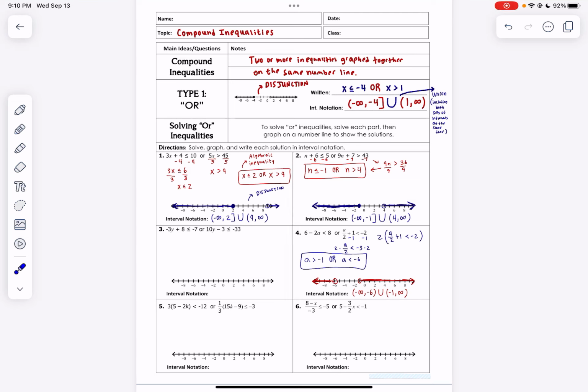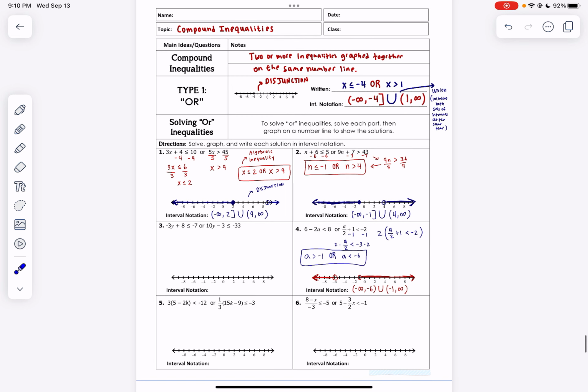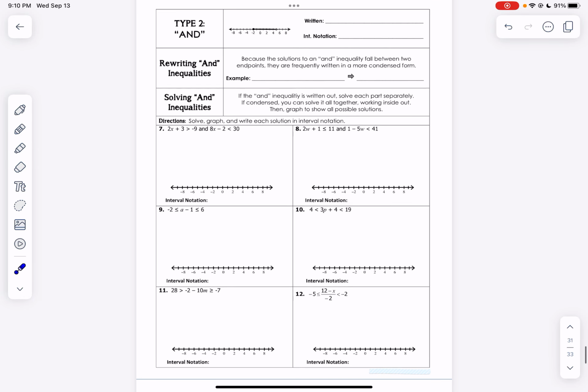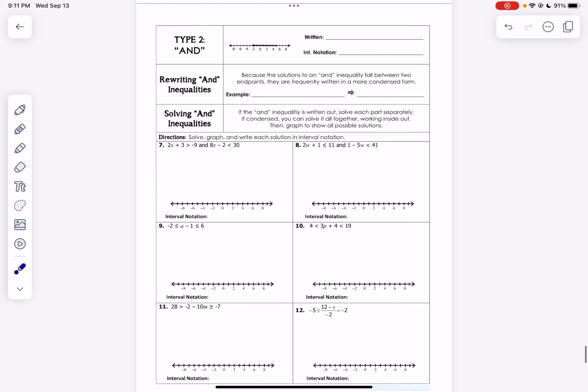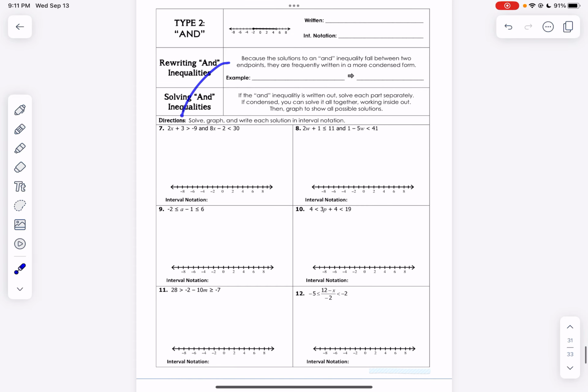Alright, so for today's video, I wanted to go ahead and finish our topic on compound inequalities. Today in class, we looked at the OR compound inequality, but we didn't get a chance to talk about the other type of compound inequality, which is called the AND inequality. So for today, we're going to go ahead and make sure we go over this page.